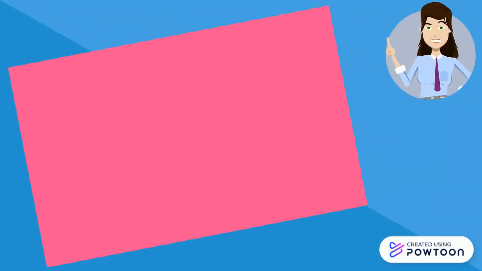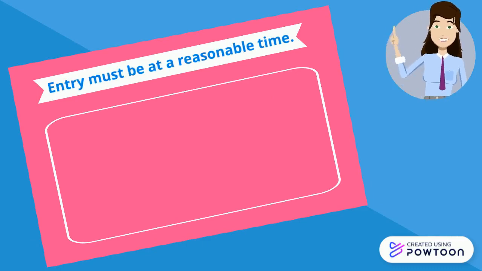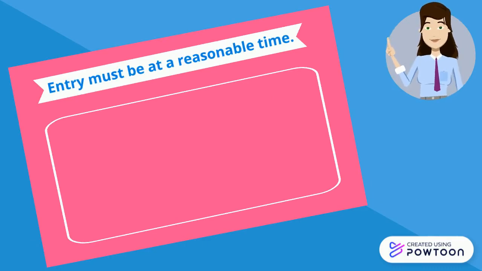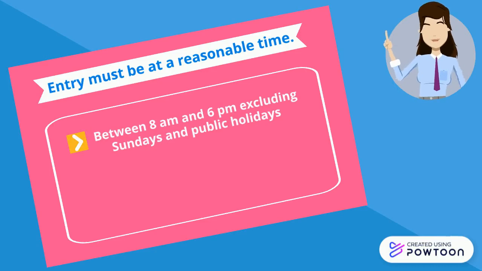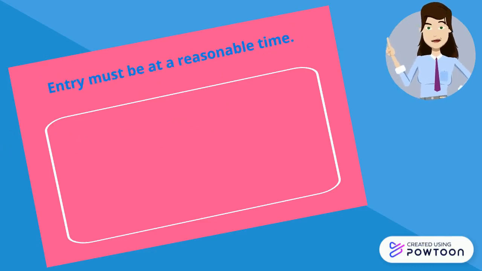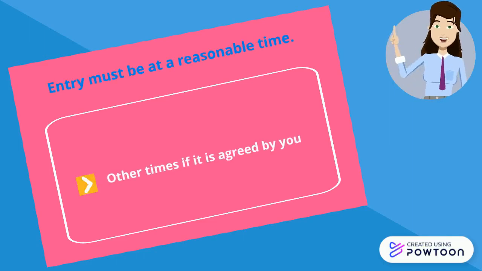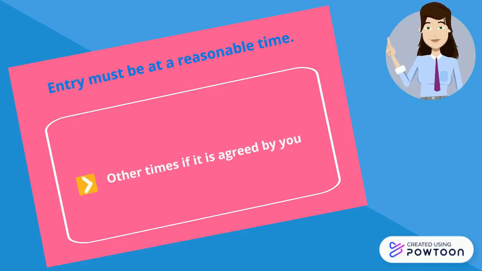In addition, the law requires the proposed entry must be at a reasonable time, which means the property manager or landlord can only enter your property between 8 a.m. and 6 p.m., excluding Sundays and public holidays. They can enter at other times only if it's agreed by you.